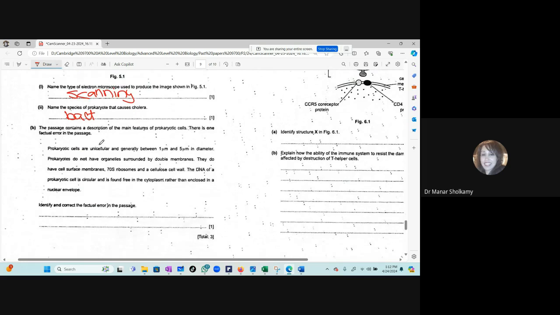Okay. Prokaryotic cells are unicellular and generally between 1 micrometer and 5 micrometer. Prokaryotes do not have organelles surrounded by double membranes. They do have a cell surface membrane, 70S ribosomes, and a cellulose cell wall. The DNA of a prokaryotic cell is circular and it is found free in the cytoplasm rather than enclosed in a nuclear envelope. Tell me, Farouk, identify and correct the factual error in the passage. Give me one clear error in this passage.